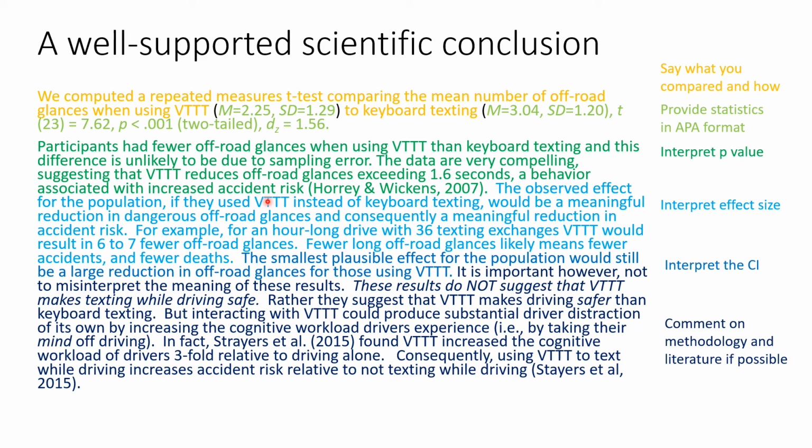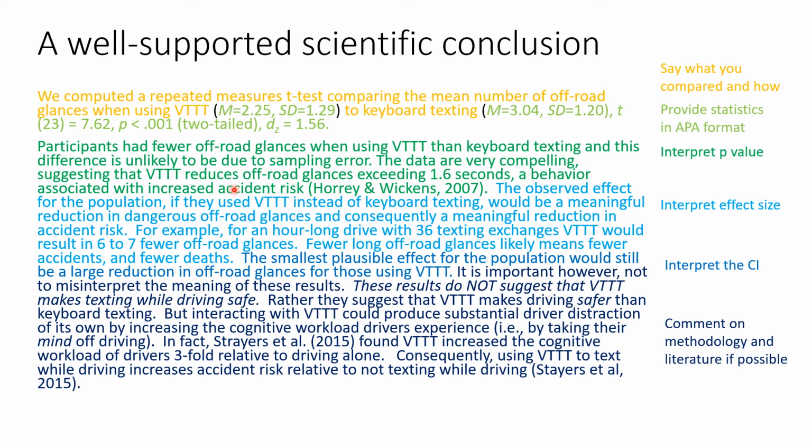Now we need to interpret those results. First, I want to interpret the p-value. Participants had fewer off-road glances when they were using the voice-to-text technology than keyboard texting, and this difference is unlikely due to sampling error. That's because this p-value was so small, right? This data is very compelling, suggesting that the voice-to-text technology reduces off-road glances exceeding 1.6 seconds.